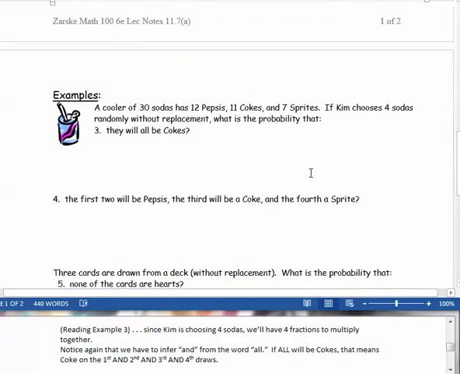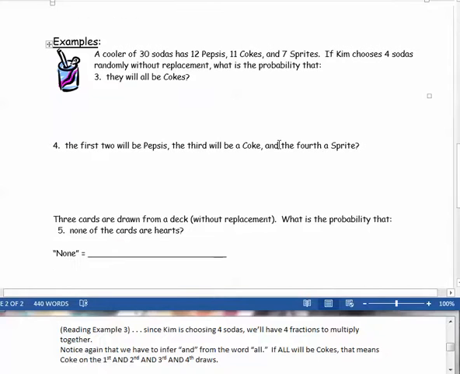Example 3. A cooler of 30 sodas has 12 Pepsis, 11 Cokes, and 7 Sprites. If Kim chooses 4 sodas randomly without replacement, what is the probability that, number 3, they will all be Cokes? Since Kim is choosing 4 sodas, we'll have 4 fractions to multiply together. Notice again that we have to infer that this is an AND problem from the word all. If all will be Cokes, that means it's Coke on the first, and on the second, and the third, and the fourth draws.